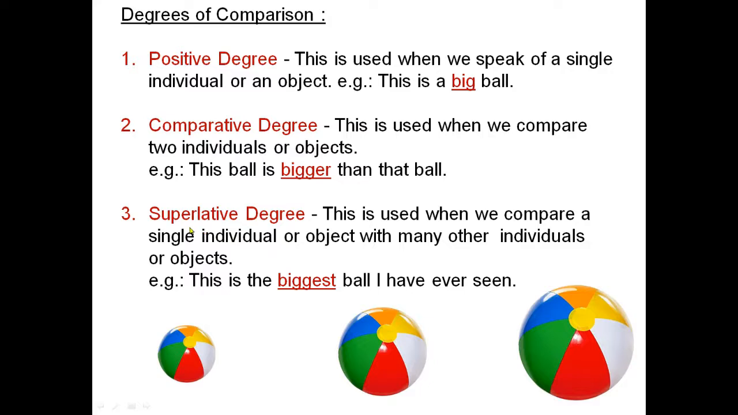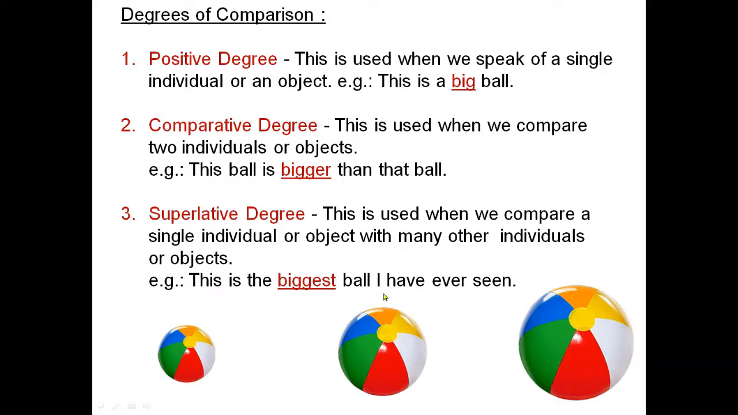And one more degree, or one more type of adjective, is the superlative degree. Let's read, students. This is used when we compare a single individual or object with many other individuals or objects. For example, there are more than two balls. We have shown 3 balls here. So this is the biggest ball.